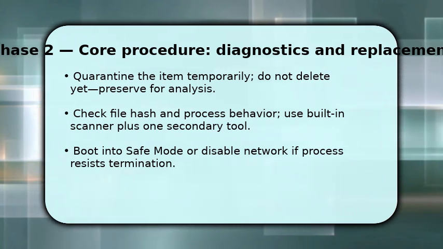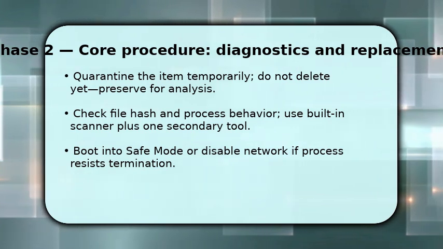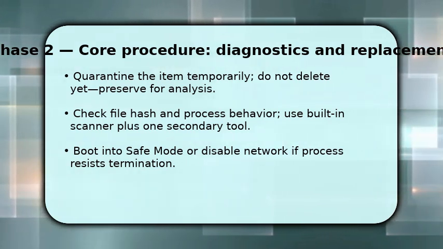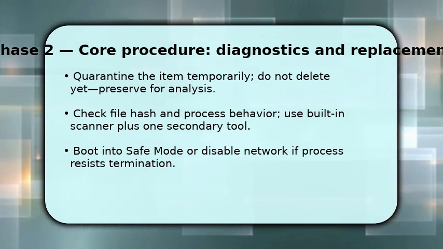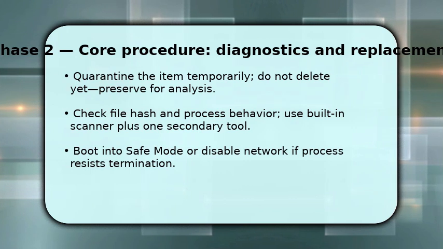If the process refuses to stop, reboot into safe mode or disable networking so it can't communicate. While isolated, inspect parent process and startup entries to find persistence points. This is how you now remove the threat decisively.